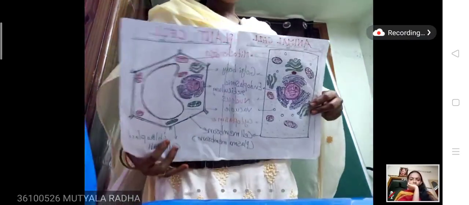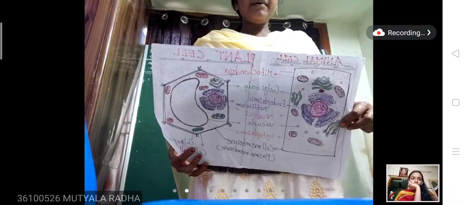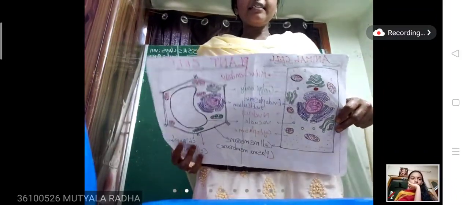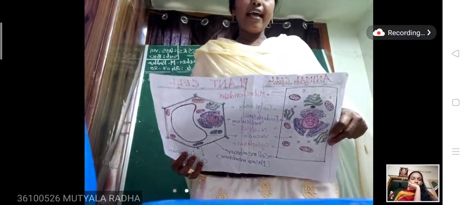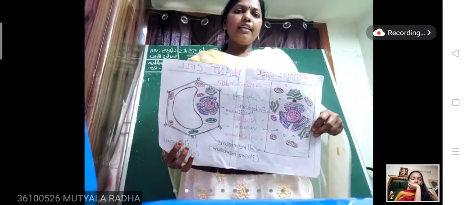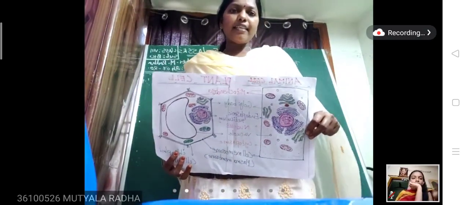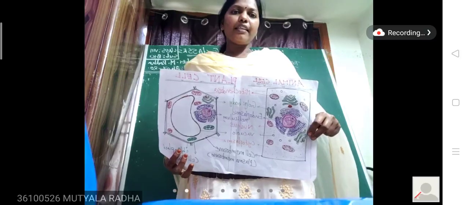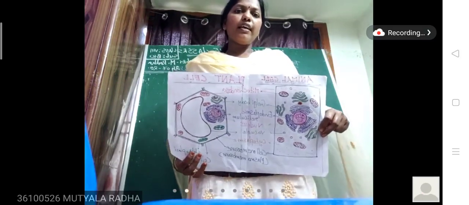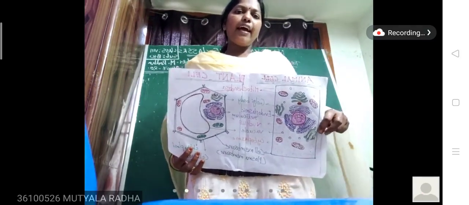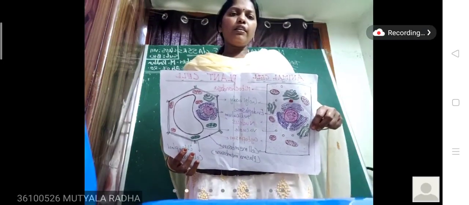Say, plant cell is bigger than animal cell. Plant cell size is bigger than the animal cell size. See the differences between them. Animal cell size is smaller than plant cell size. Once you see the diagrams of the plant cell and animal cell, I will write the differences on the board.